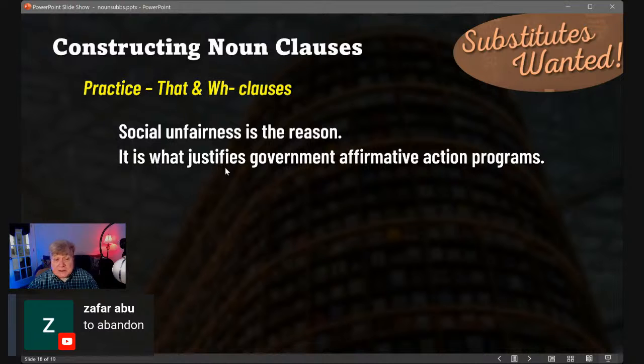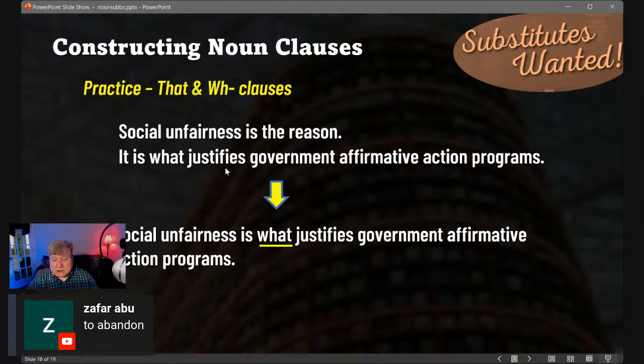Social unfairness is the reason. It is what justifies our government's affirmative action. Social unfairness is what justifies. There we have our WH clause used as a noun substitute.